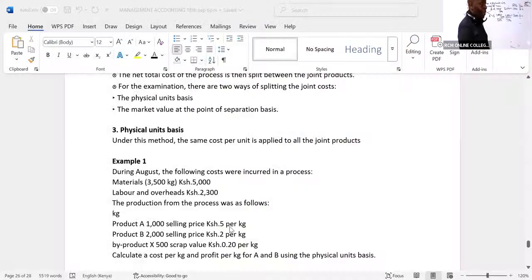So for the selling price, I can see A is going for 5 bob. Then this other one, A is going for 2 bob. And then give me profit per unit.